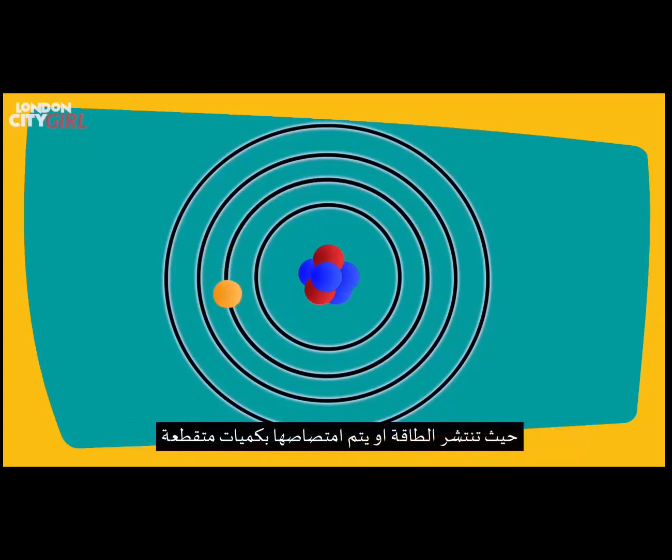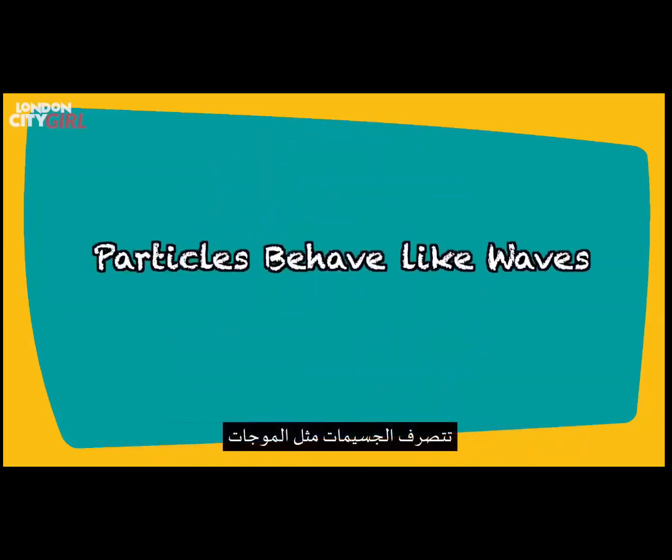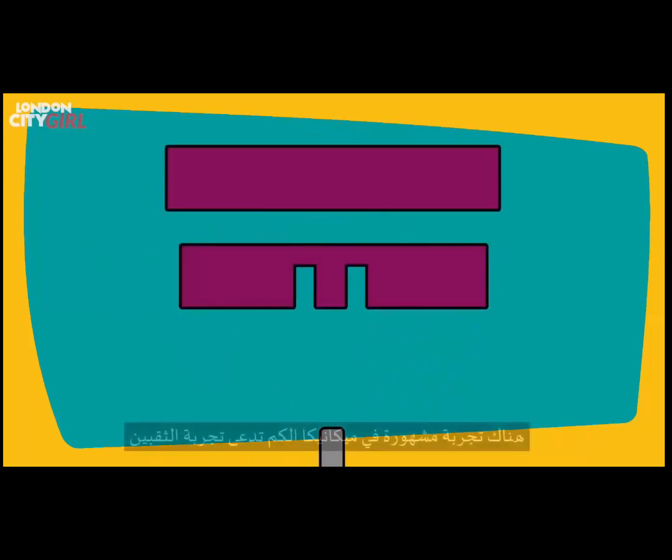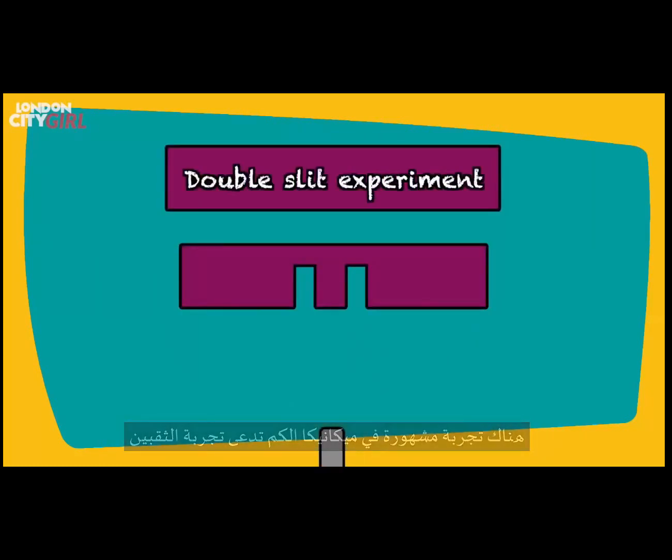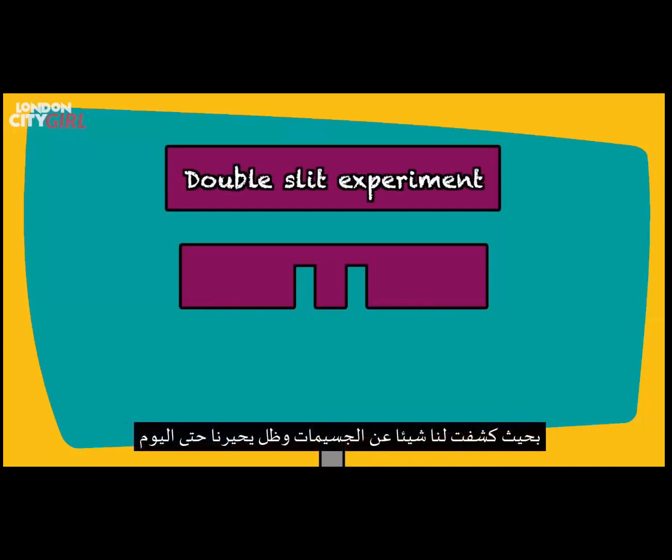In essence, there are places within the atom that the electron will be likely to be, and other places where they won't, as energy is being absorbed and released in discrete units. Particles behave like waves. There's a famous experiment in quantum physics called the double-slit experiment, which exposed something about particles that still surprises us today. Particles display both particle-like and wave-like behavior.